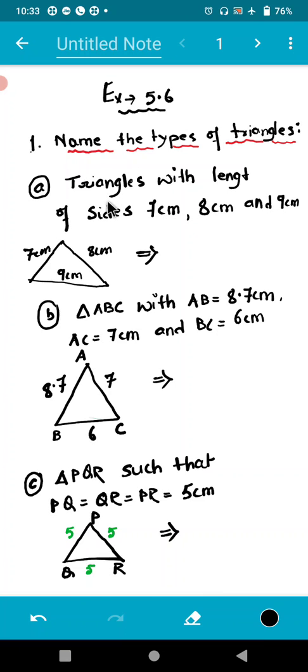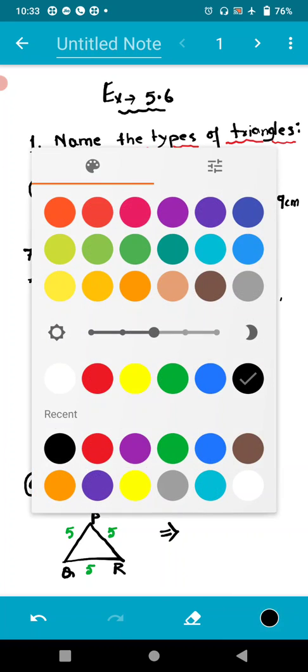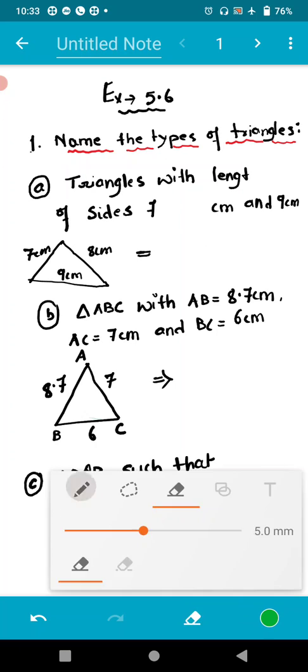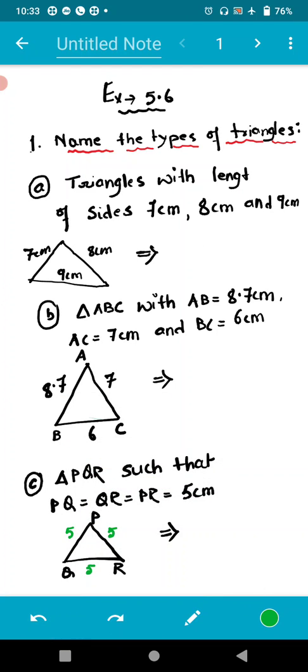So what is given in question sub number A? Triangles with length of sides 7 centimeter, 8 centimeter and 9 centimeters. So I have drawn a freehand drawing like this. So all the sides you see they are unequal to each other, isn't it? So what is the name of a triangle whose all the sides are unequal? It would be scalene triangle. Scalene triangle. So we have to write it down.